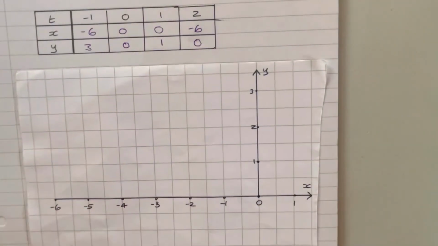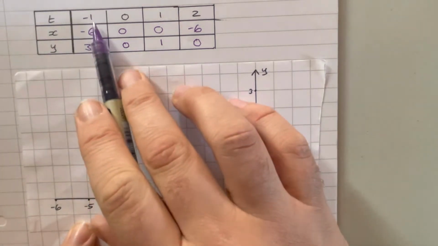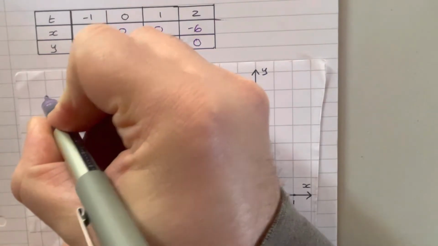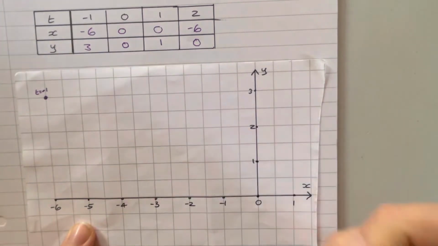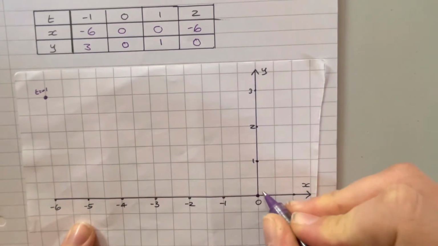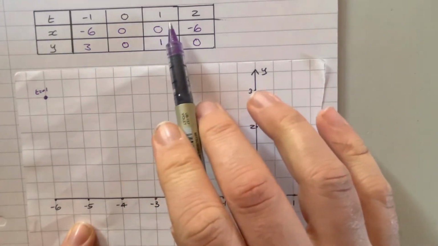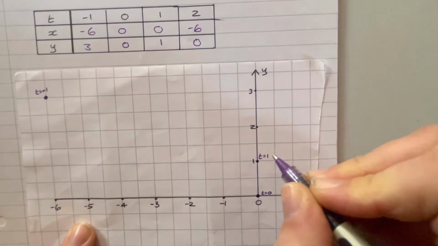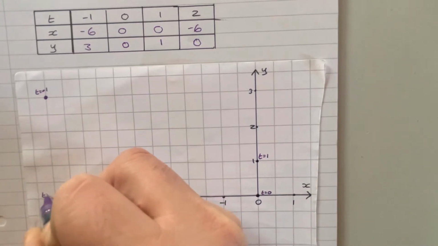Grab a bit of graph paper, pre-prepared. And we're going to have a look at plotting these points. So first of all, when t is -1, we got -6, 3. So -6, 3 is here. So that's when t equals -1. Then the origin, so it's down here. That's when t equals 0. Then we've got 1, but 1 is when x is 0, y is 1, so that's up here. So t equals 1. And then we've got t equals 2, we've got -6, 0, that's down here. t equals 2.